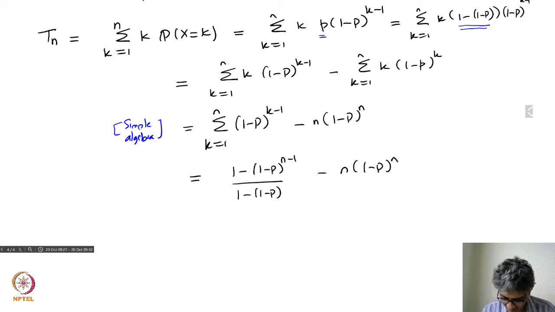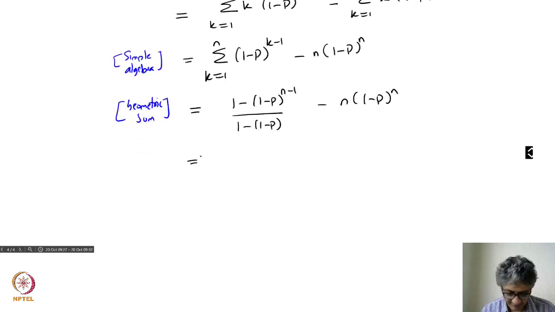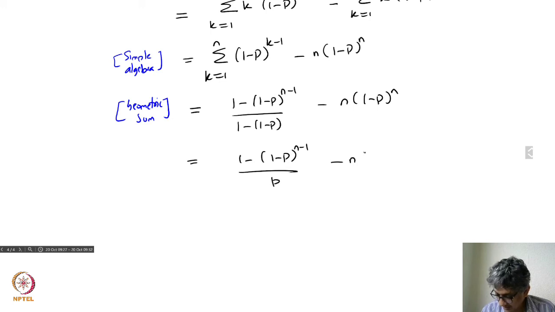So here I'll use the fact that I'll use the geometric series. Now I go to the next step, and then this I do a little algebra. I have a p at the bottom. So I just read this as 1 minus p to the power n minus 1 by p minus n times 1 minus p to the power n.